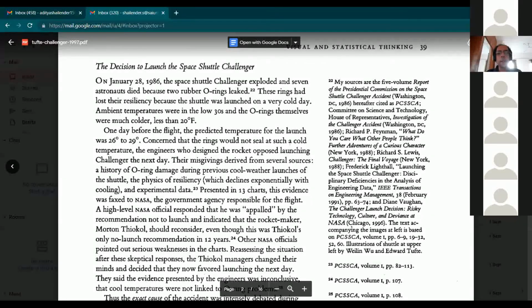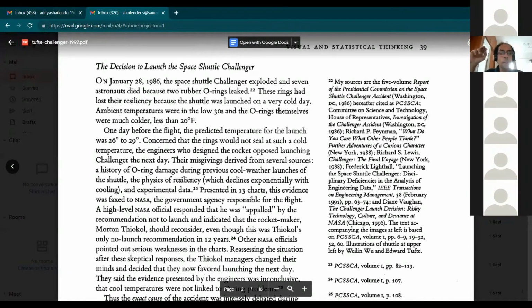Right, concerned that the rings would not seal at such a temperature. So there are these O-rings that are supposed to seal the leak of these gases at the time of takeoff. These rings are supposed to prevent the gas from leaking. Okay. But there was some concern that the rings would not seal at such cold temperatures, right? So the engineers who designed the rocket opposed launching, right?